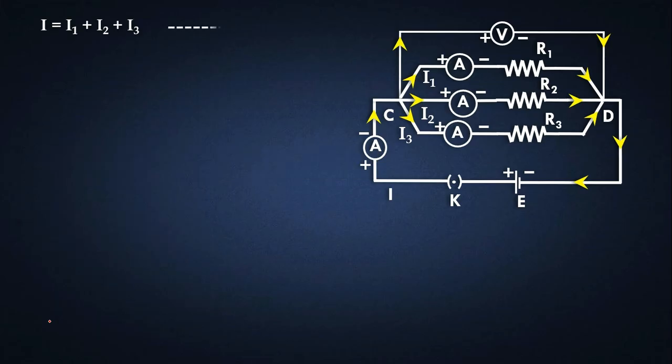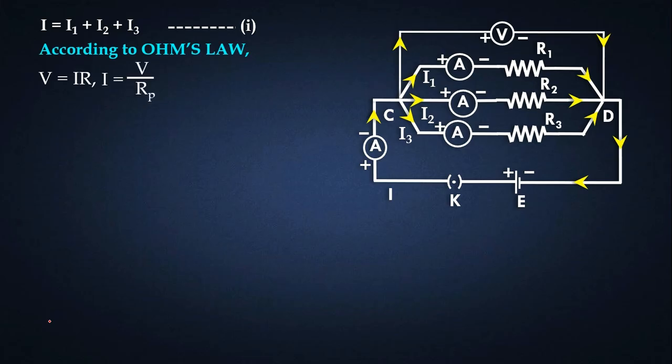So here you can see that I is equal to I1 plus I2 plus I3, and according to Ohm's law, we know that V is equal to IR. Then I is equal to V by R. Is it right? So for I is equal to V by Rp when it is connected in parallel, we can represent it like this.